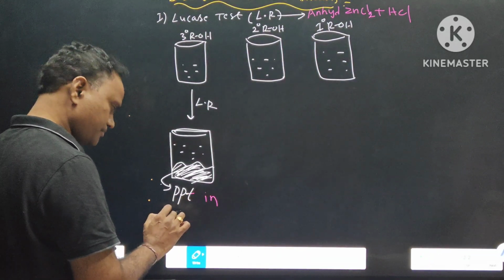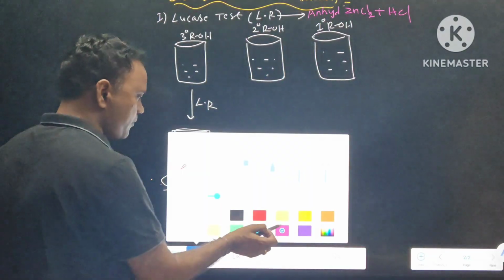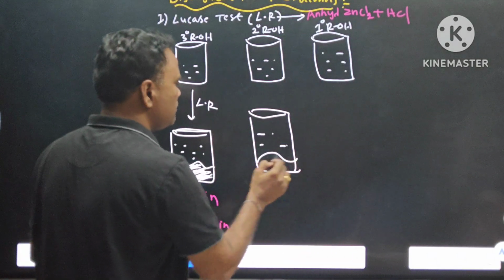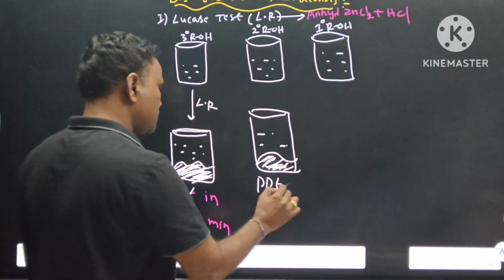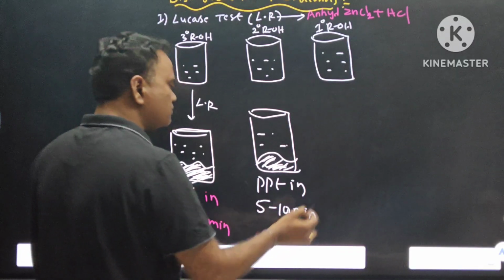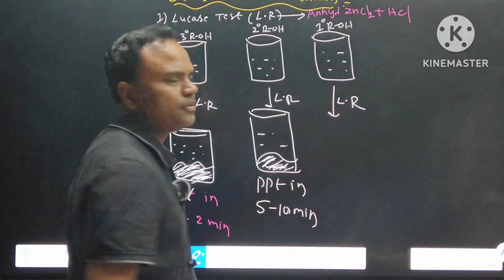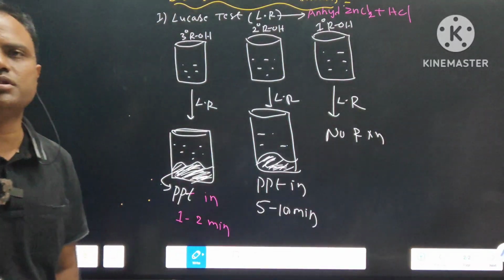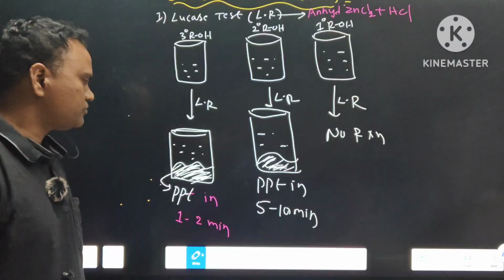In how much time? 1 to 2 minutes. Here also we'll get turbidity with the 2-degree, precipitate or turbidity in 5 to 10 minutes. Here there is no precipitate, but upon boiling it gives, so we have no reaction. 1-degree alcohols do not give turbidity or precipitate. No reaction.